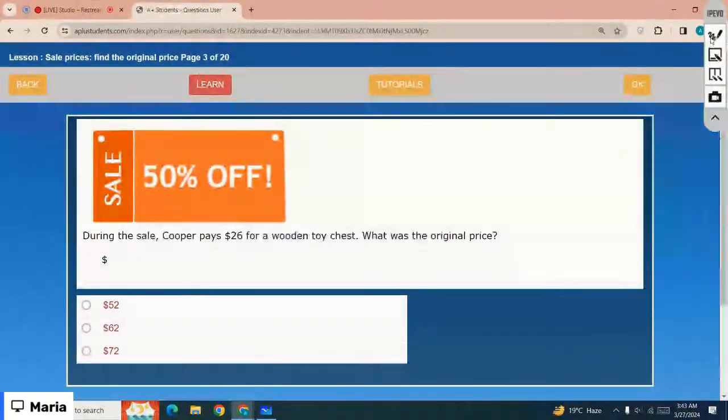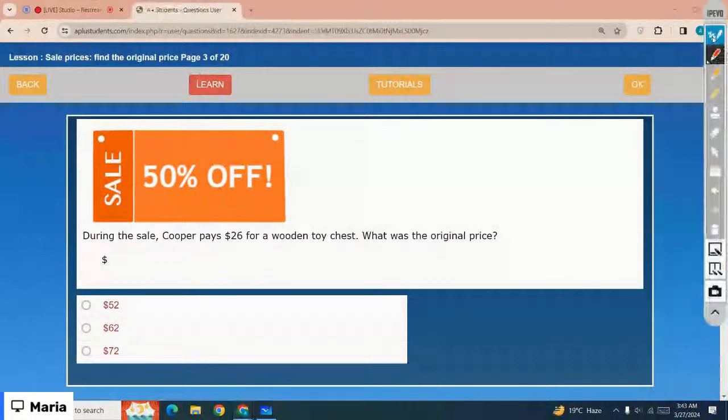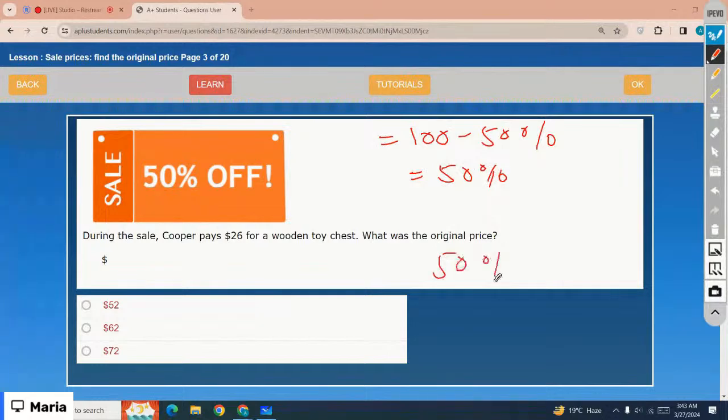During the sale, Cooper pays $26 for a wooden toy chest. What was the original price? You paid 50%, right? That means you pay the rest of the 50%. So calculate 50% times the original price, and you paid $26. So P equals 26 divided by 0.5, which is 52. The correct option is $52. Got it?